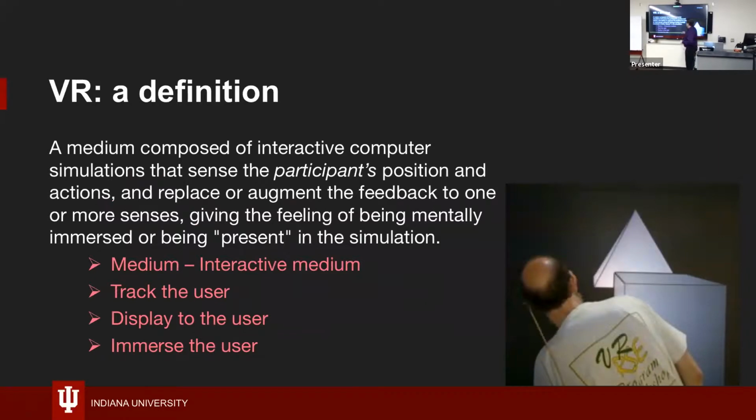And here's the definition that we presented in that lecture. It's a long sentence, but it's really broken down into these 4 elements: VR is a medium, in particular an interactive medium. It's based on tracking the user so that when the user moves their head, they get a different perspective on the world. We display back to the user, and therefore we provide this physical immersion.